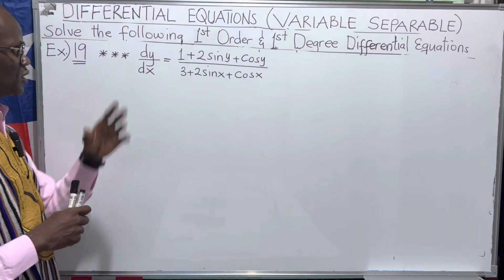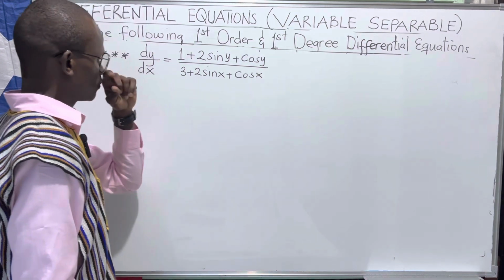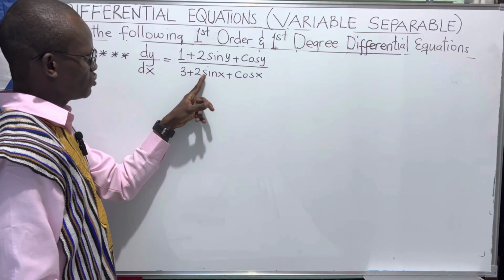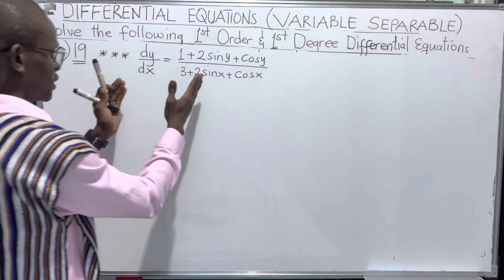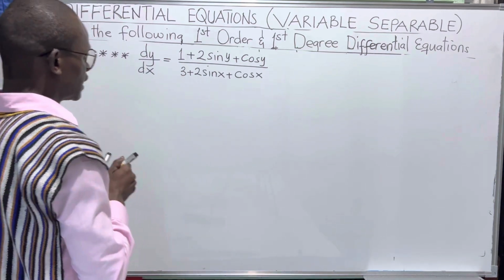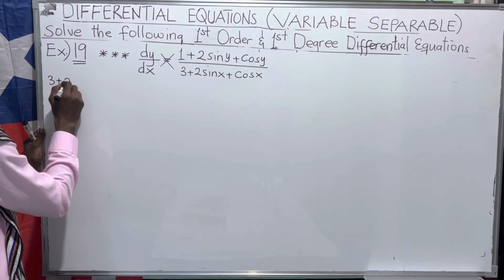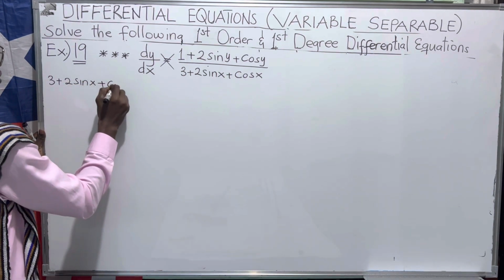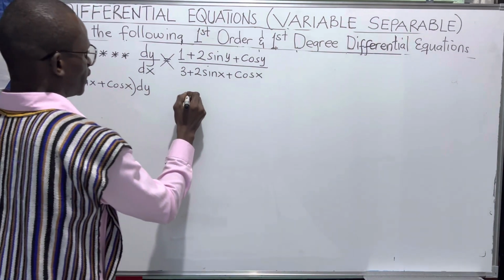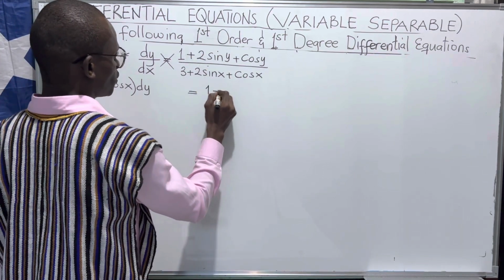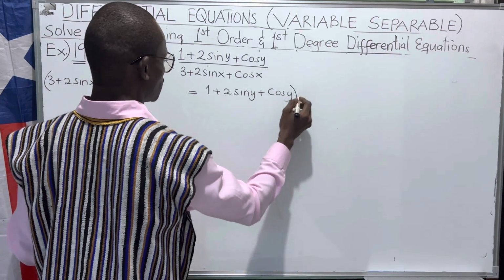Now we have this differential equation dy by dx equals 1 plus 2 sine of y plus cos of y, over 3 plus 2 sine of x plus cos of x. So the first thing we need to do is to ensure that all of the expressions in x are one side and the expressions in y are one side. So we cross multiply. So we have 3 plus 2 sine of x plus cos of x times dy, equals 1 plus 2 sine of y plus cos of y times dx.